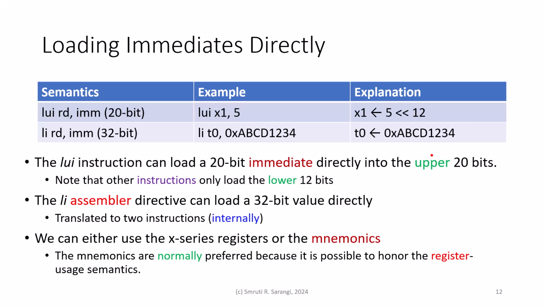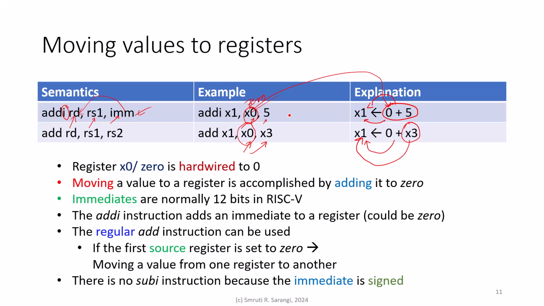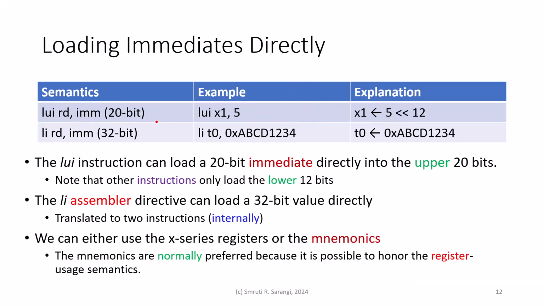The other question is, can I load an immediate directly into a register, right? That is the main question. RISC-V supports, in general, a 12-bit immediate. So this immediate over here is 12 bits, because you need space for other registers. The maximum space that we can afford in this case is 12 bits. But there is an LUI instruction that can load a 20-bit immediate.